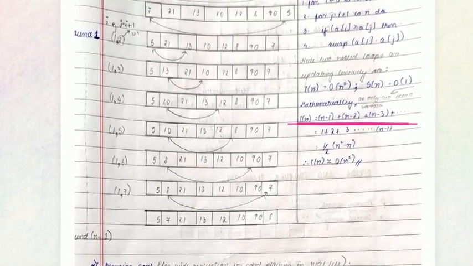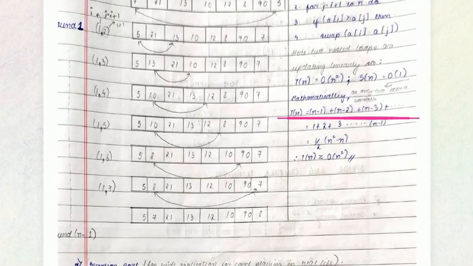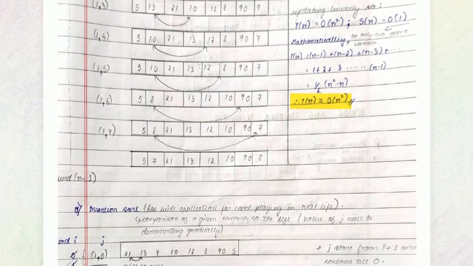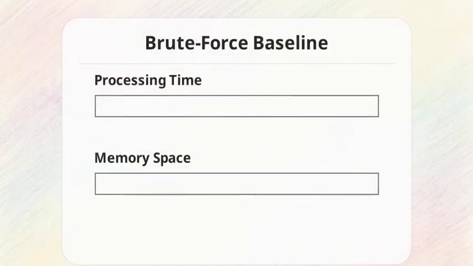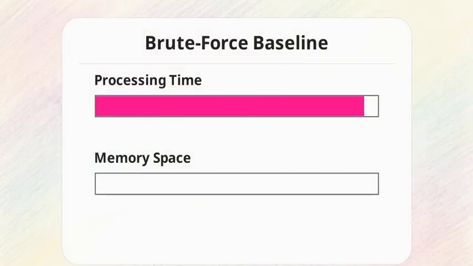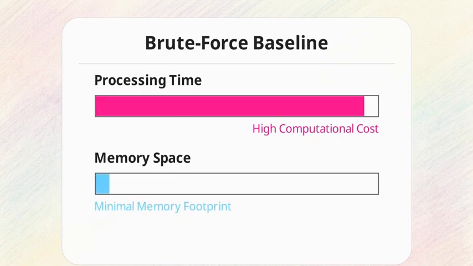This creates a descending arithmetic progression, n plus n minus 1 plus n minus 2. Resolving this formula yields a quadratic function, simplifying to exactly O of n squared. This in-place sorting requires many mechanical steps, making it computationally expensive in time. But because it requires no extra data structures, it uses almost zero extra memory. This is our brute force baseline, an O of n squared time complexity and O of 1 space complexity.